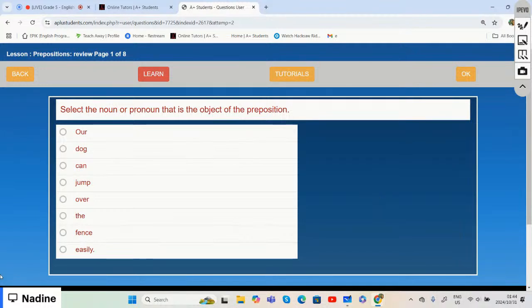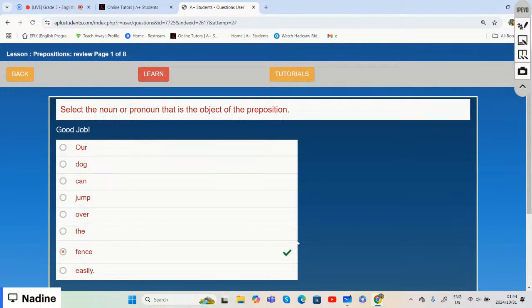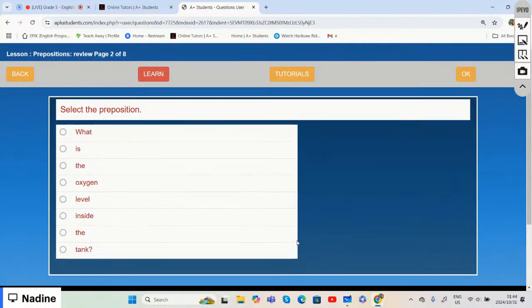And if we were to select that, we have "fence". So fence is the noun that comes after our preposition.